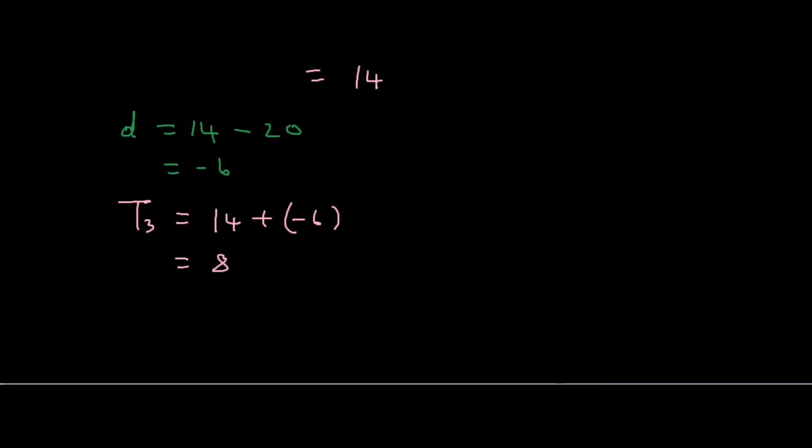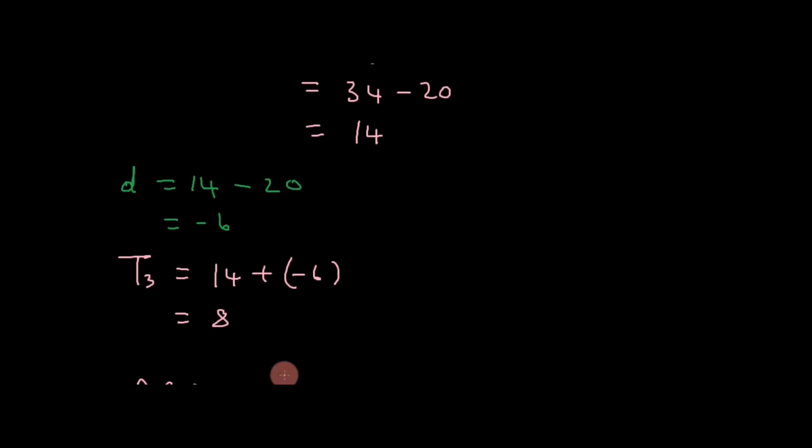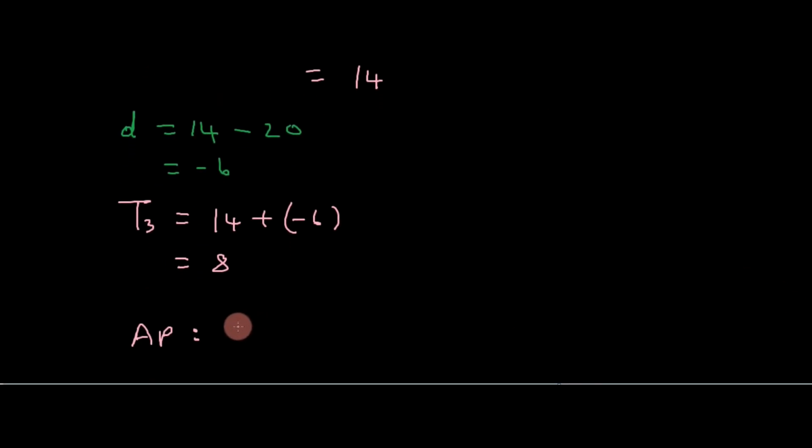Then to write down the AP, the first term was 20. So 20. The second term is 14. And the third term is 8.